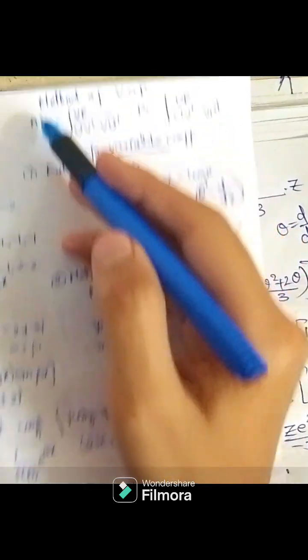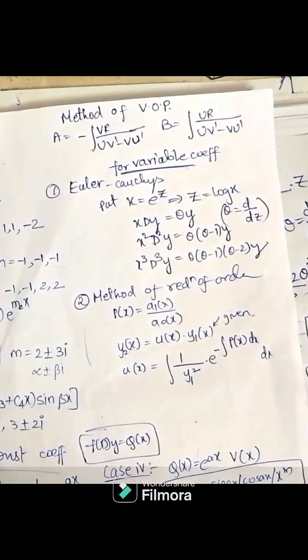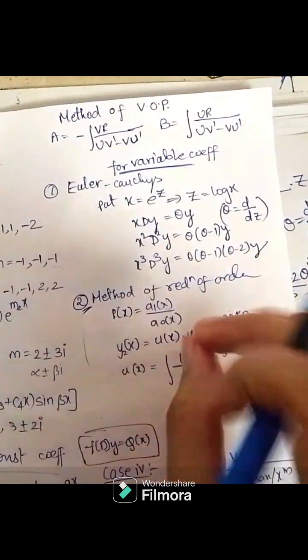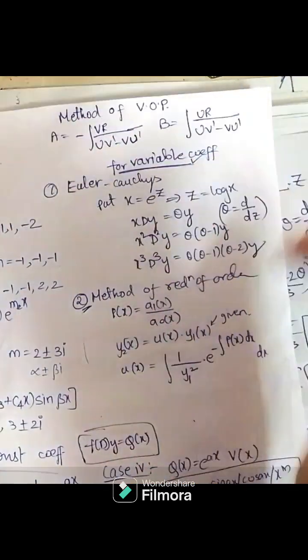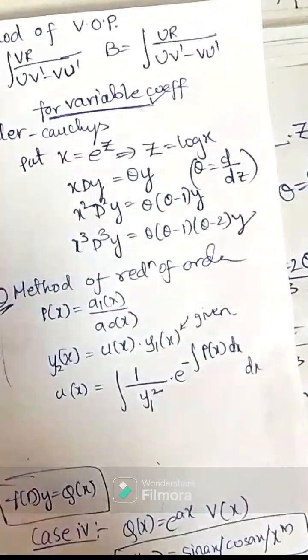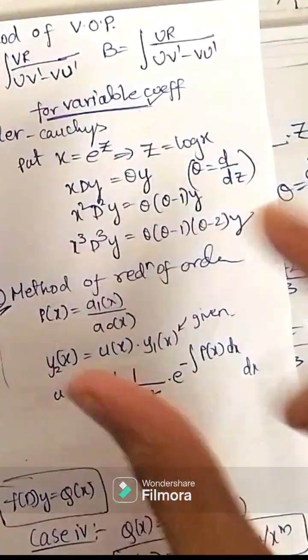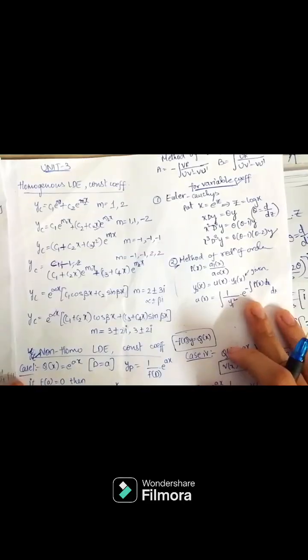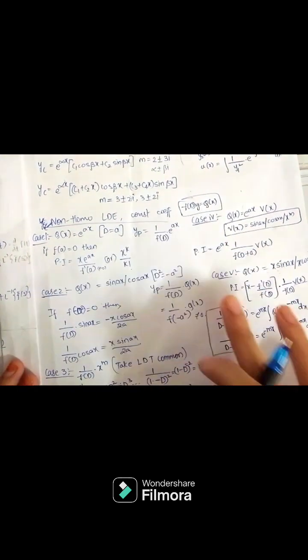So we are done with method of variation of parameters. Now the last thing we have to learn is method of reduction of order. This is also for variable coefficients only, but the trick here is, if the question says one solution is already given and you have to find the other solution, then that is this method. This is the last topic of our chapter. So this is our formula sheet. These are the 6 cases. These 2 formulas are important.